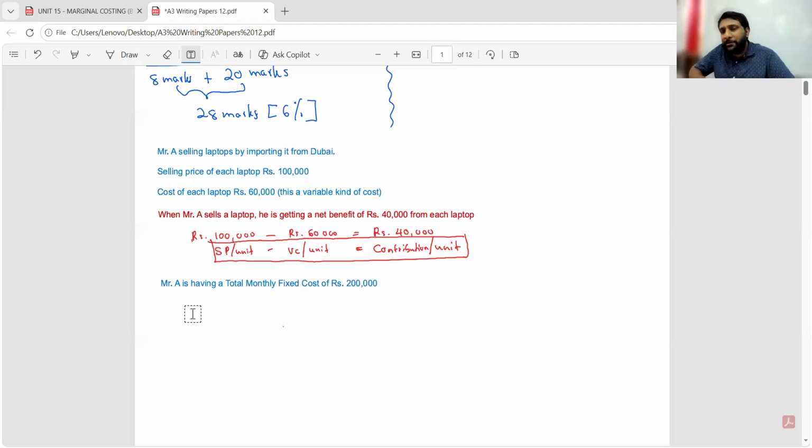That means, understand, once he sells 5 laptops and once he settles all the staff salaries and the rent and all these fixed costs, everything is settled. Yes or no? That means his profit is 0.